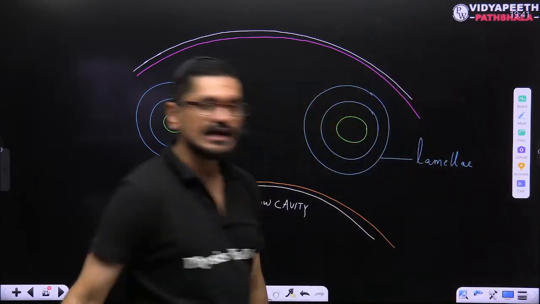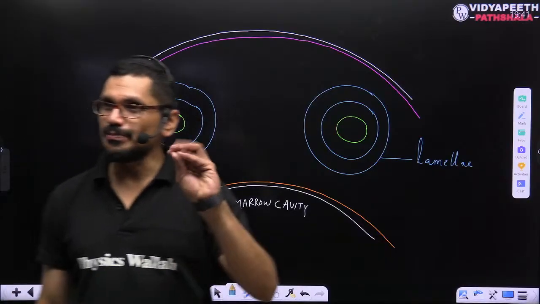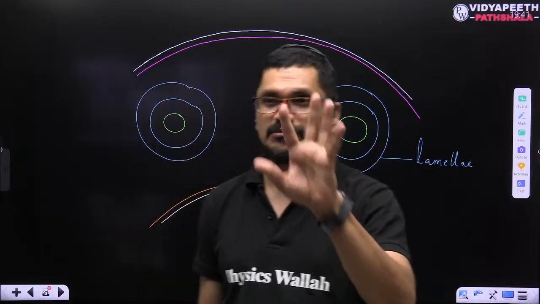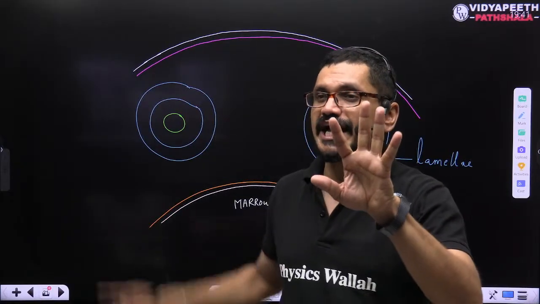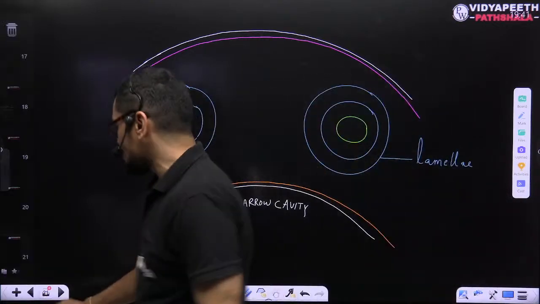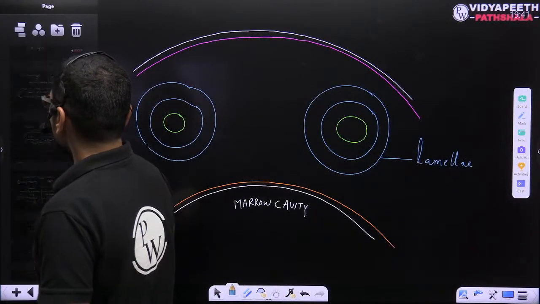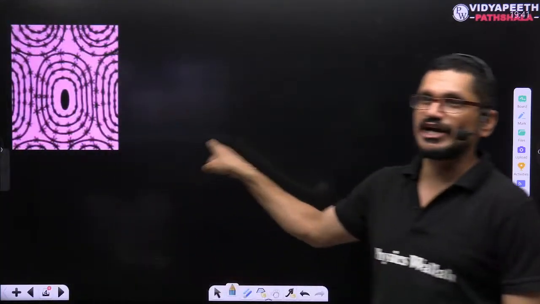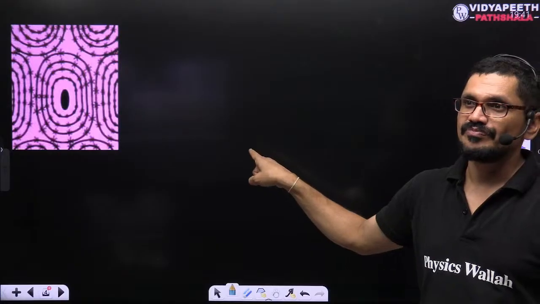L-A-M-E-L-L-A-E. Lamellae. You have to pronounce along with me. Why am I drawing this diagram, even though it is time consuming? A part of this diagram was given in your CBSE textbook. See, this is the diagram which is given in your CBSE textbook.